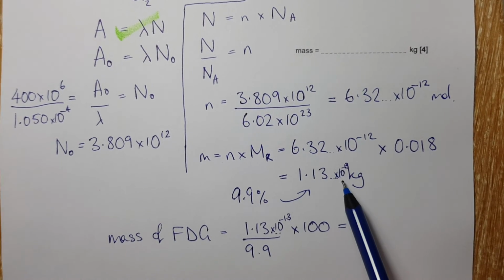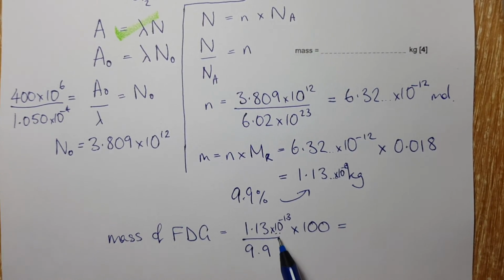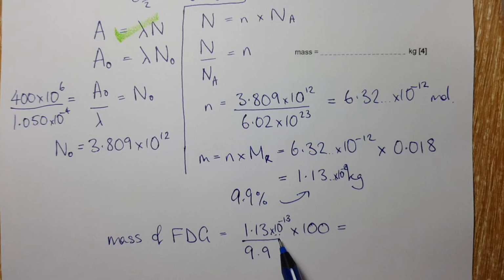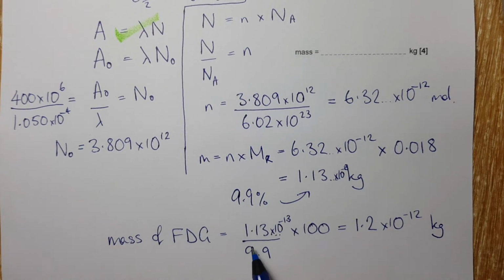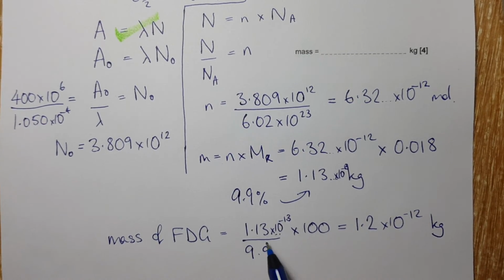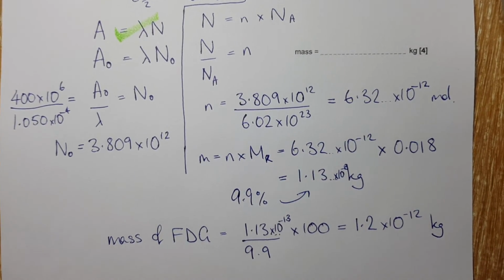And I've just noticed I missed my power of 10 out completely there. So putting it back in, 10 to the minus 13 there. And then we get 1.2 times 10 to the minus 12 kilograms, rounding to 2 sig fig right at the end there to match the 9.9%. Well done if you got all the way through that one.